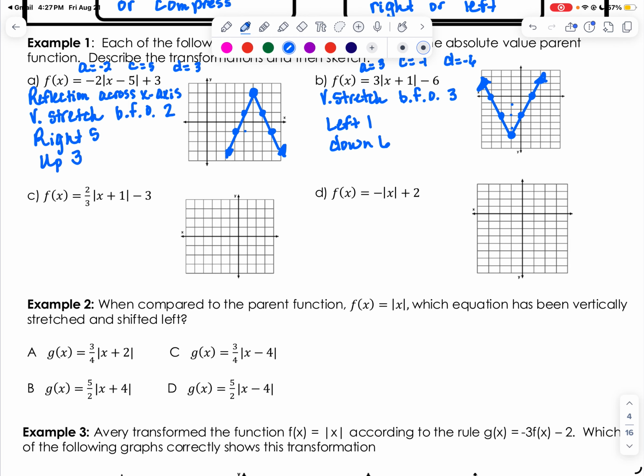All right, pause the video and try problem C on your own. When you're ready to check your answer, press play.